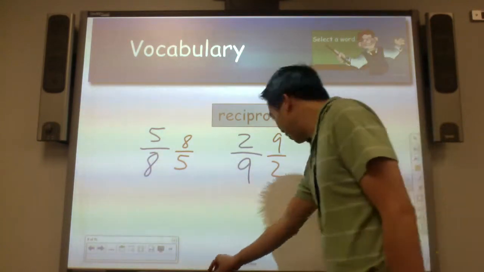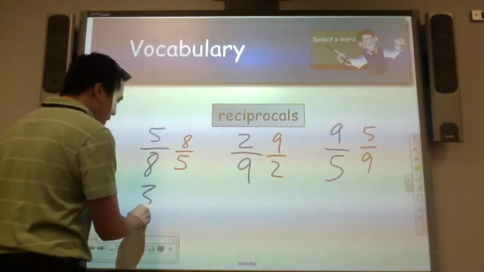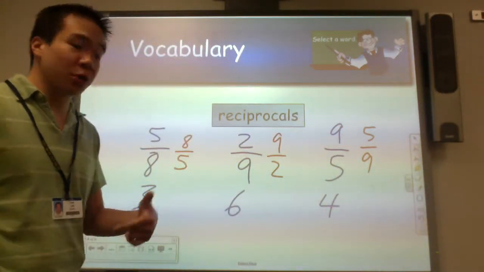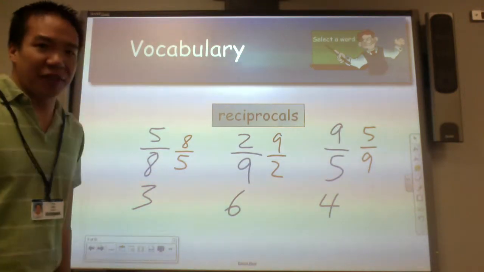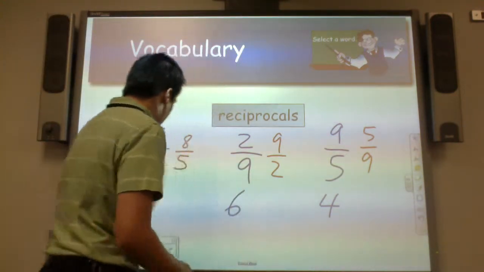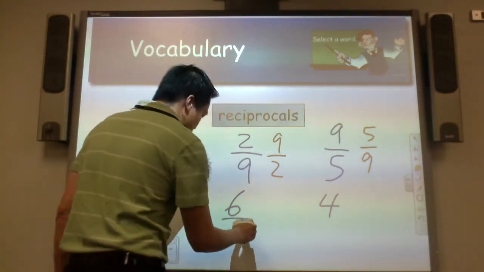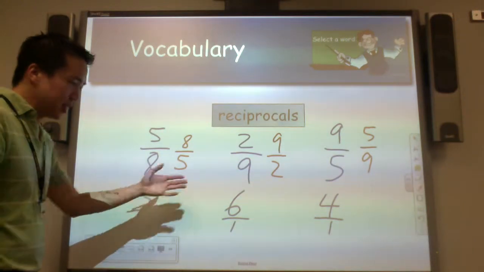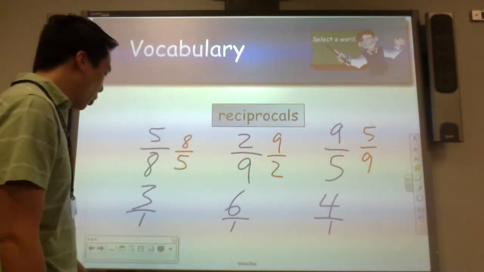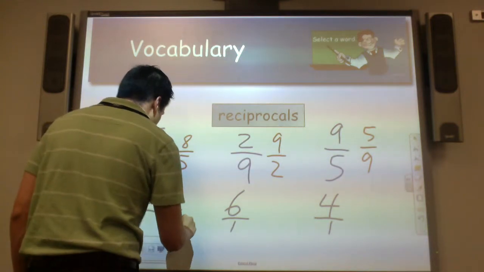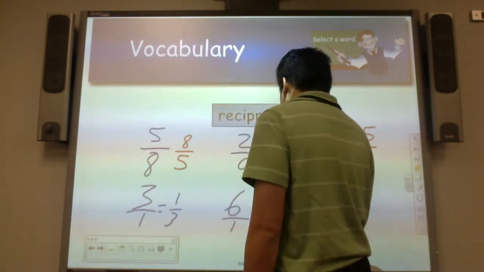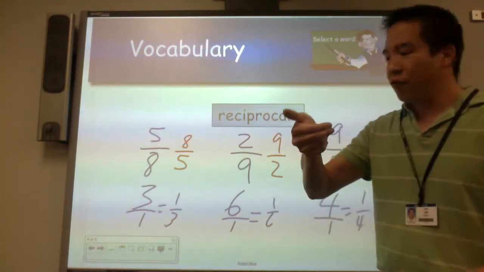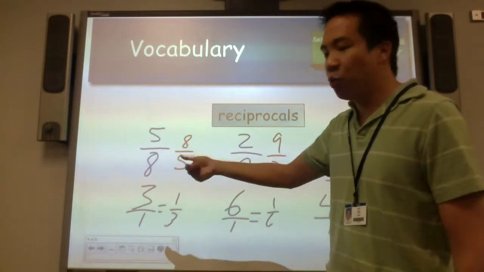What happens if you have the numbers 3, 6, and 4? Can you flip those? Can you find the reciprocal of those? Let's think. First of all, is 3 even a fraction? Let's turn it into a fraction. So it's 3/1, 6/1, and 4/1. You might say, but why 1? Because 3 divided by 1 is 3, 6 divided by 1 is 6, and 4 divided by 1 is 4. So let's flip it. You get 1/3. Flip this, you get 1/6. And flip this, you get 1/4. So reciprocal, again, is the flipping or interchange of the numerator with the denominator.